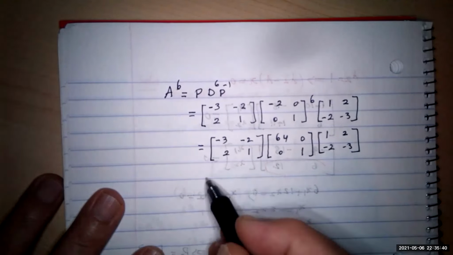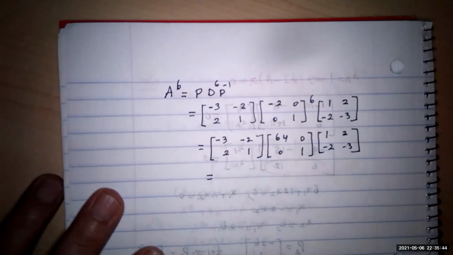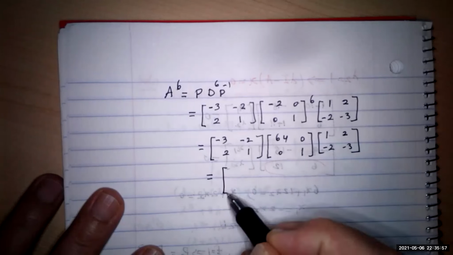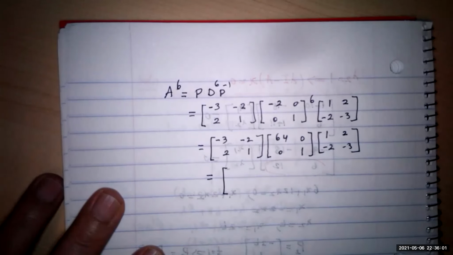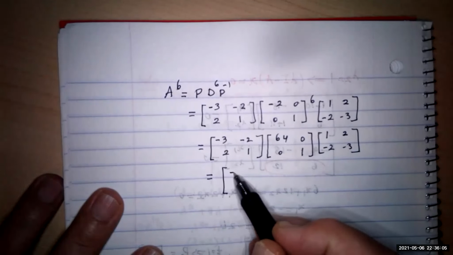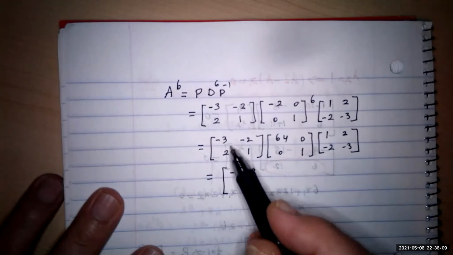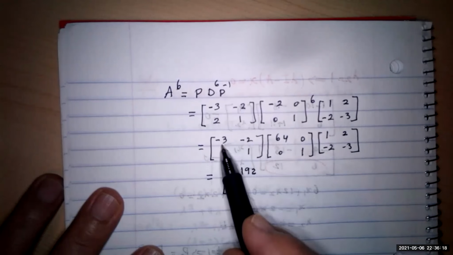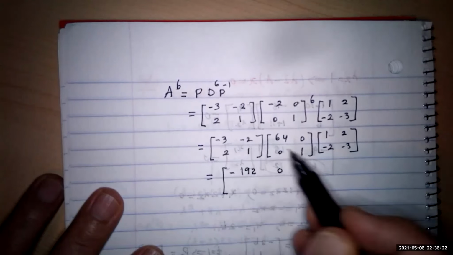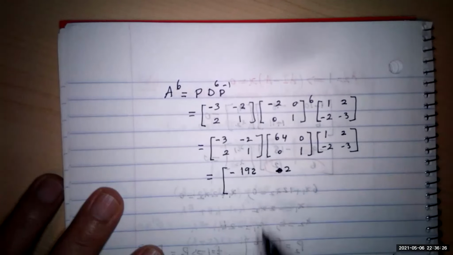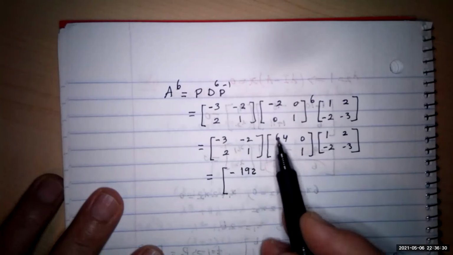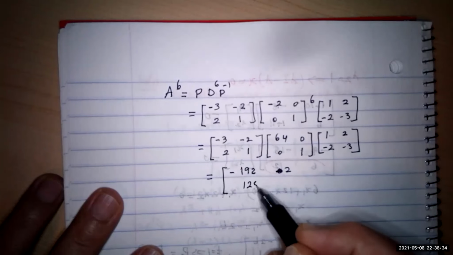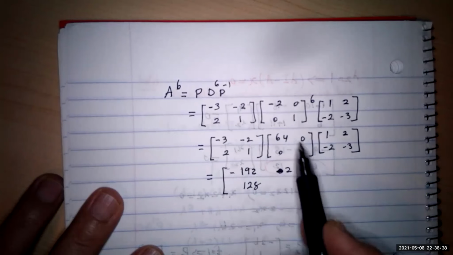So if you multiply the first two, we get, for the first entry, negative 3 times 64, which is negative 192, and 2 times 0 is 0. For the other entries, negative 3 times 0 would be 0, and negative 2 times 1 would be negative 2. For the next row, 2 times 64 would be 128, and then 0, and over here 0 and 1.